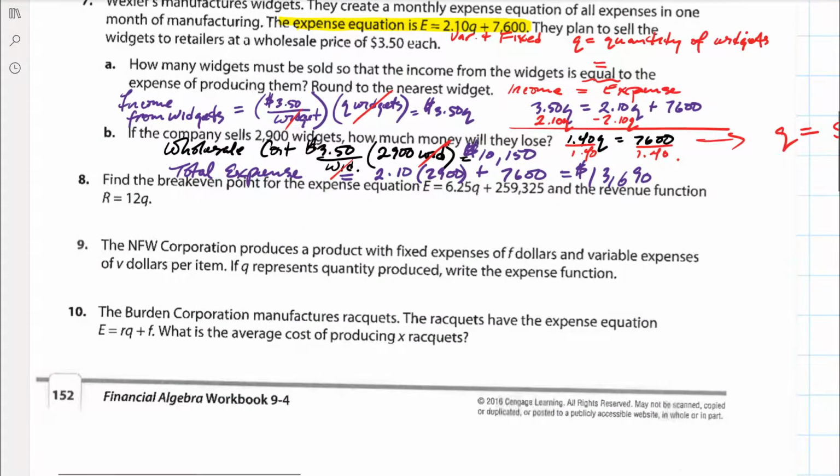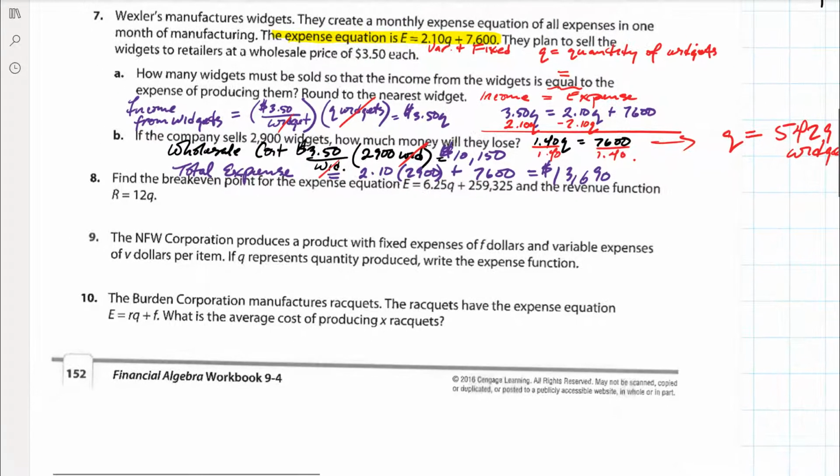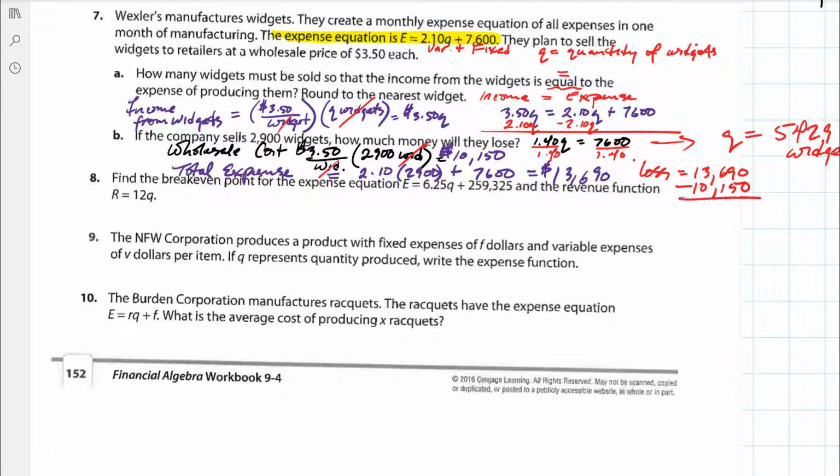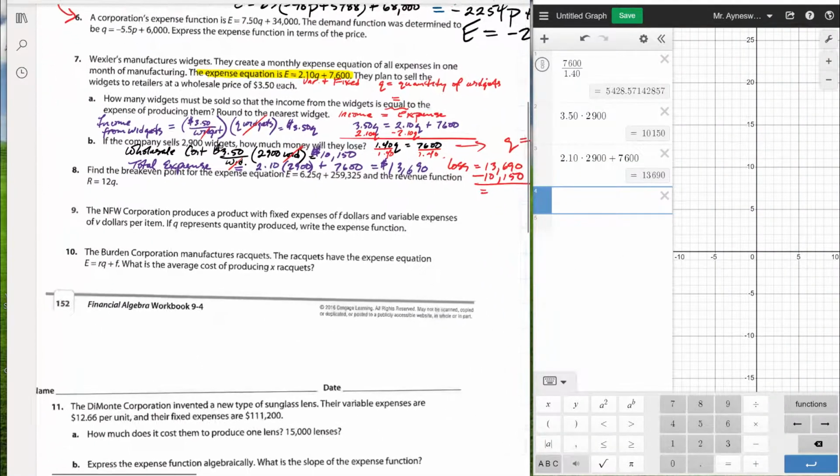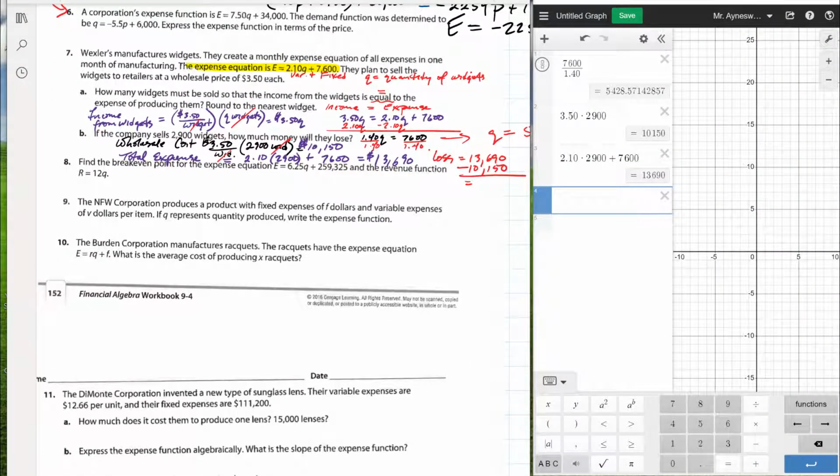So what we want to figure out is how much money will they lose? They're bringing in $10,150, but it costs $13,690. So they're obviously losing, right? So what is the loss? Let's figure it out. The loss is equal to the expense, $13,690, minus the money that's being brought in, which is $10,150. I probably should switch the order there to make it negative, but that's okay.